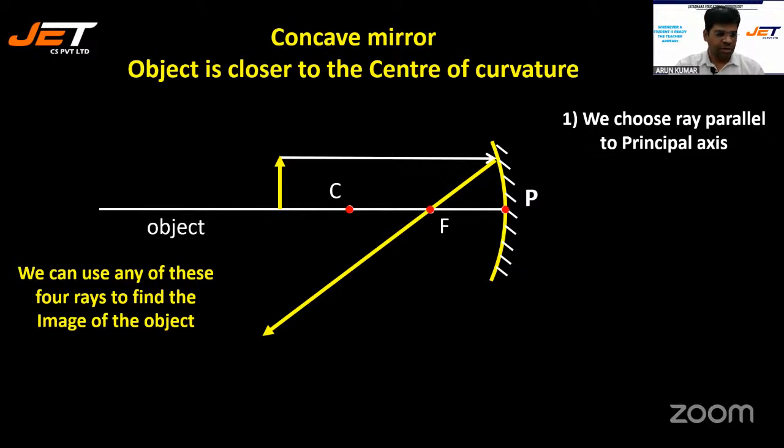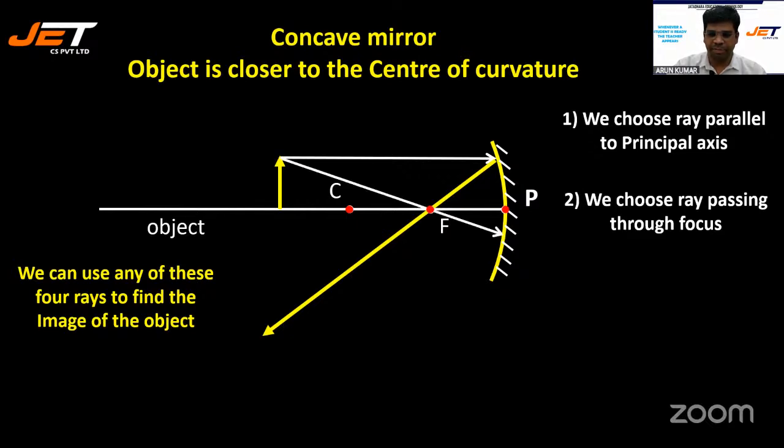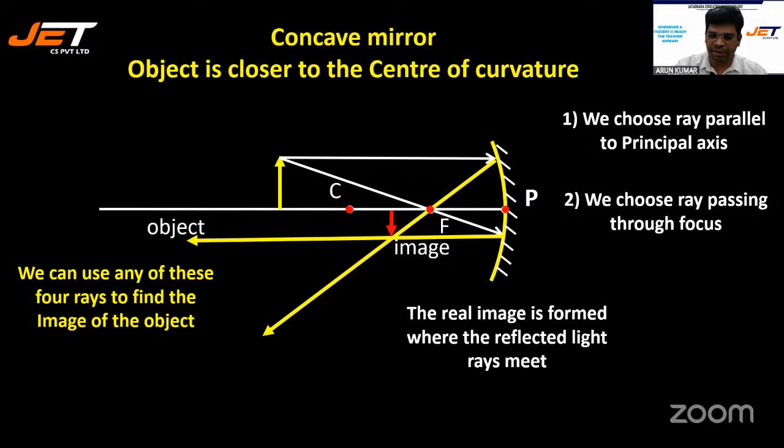Next ray, I will choose a ray passing through focus, which will get reflected and pass parallel to the principal axis. This way. Now the image formed is like this. If you observe, the image is now bigger than before. A real image is formed. The real image is formed where the reflected light rays meet.